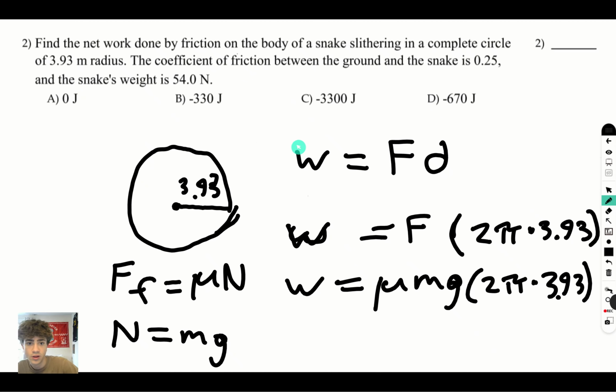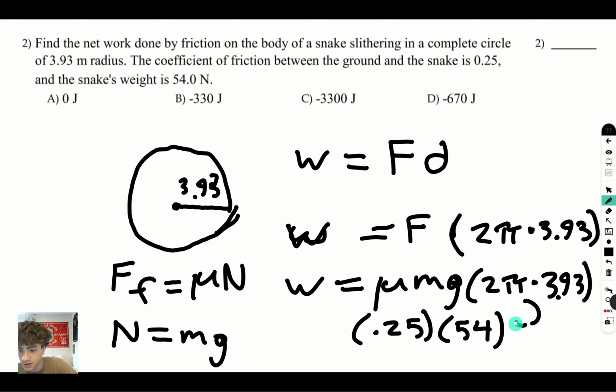So, we're given weight in terms of newtons, which means that the weight is already accounting for gravity. So we can just rewrite mg as simply 54. We note that the friction between the ground and the snake is 0.25, so we would plug in mu, and so we get 0.25 times 54 times this distance we have here. From here, all that's left is to plug these values into our calculator.